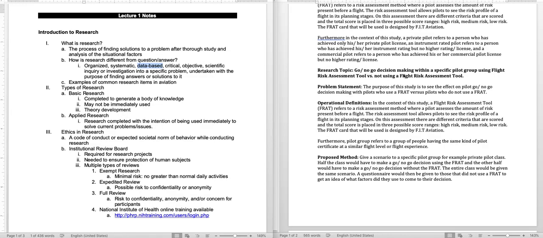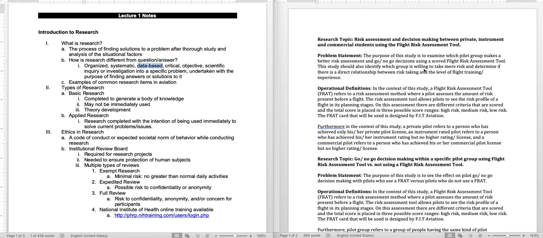So another research topic would be similar decision making within a specific pilot group. So looking at different pilot groups and using that same risk assessment tool. So those are some examples with respect to research in aviation.